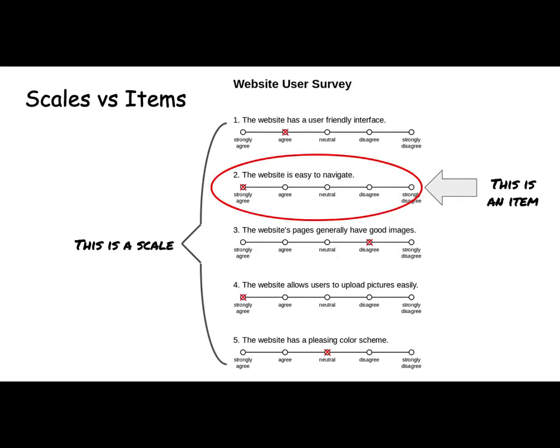An important piece of vocabulary is the idea of a scale versus an item. You'll often hear about Likert scales or other kinds of scales. The entire collection of questions is the scale. A single question within that scale is an item. And then each of these things, strongly agree, neutral, those are choices.